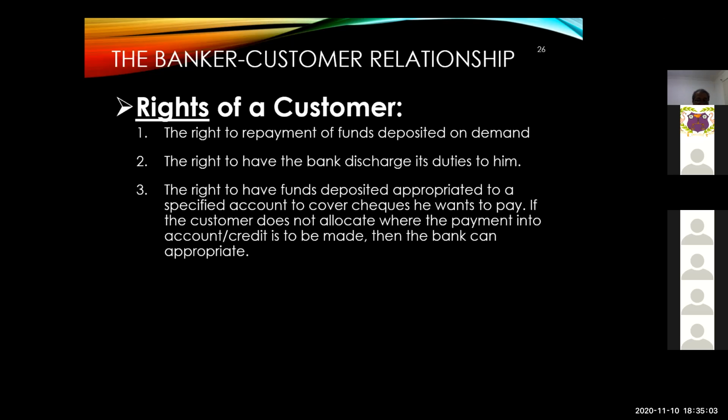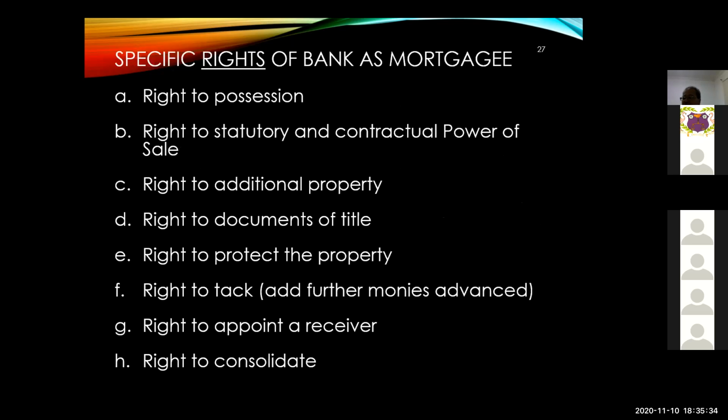So as we're talking specifically about mortgages in this course, let's look at the specific rights of the banker's mortgagee. And these are not inclusive. And some of them you've come across before in previous modules. But notwithstanding that, we'll go through them here. Okay, so there are 8 of them, and here they are: the right to possession, the right to statutory and contractual power of sale, the right to additional property, the right to documents of title, the right to protect the property mortgaged to them, the right to tack, that is to add on any further monies advanced, the right to appoint a receiver, and the right to consolidate any debts.